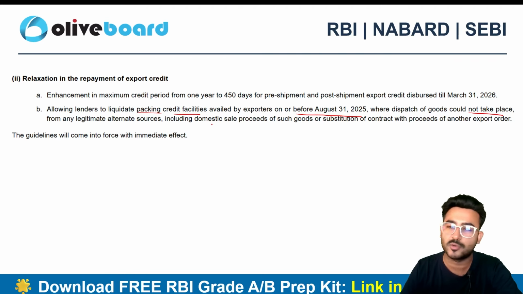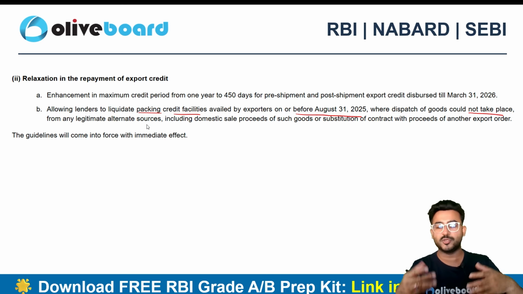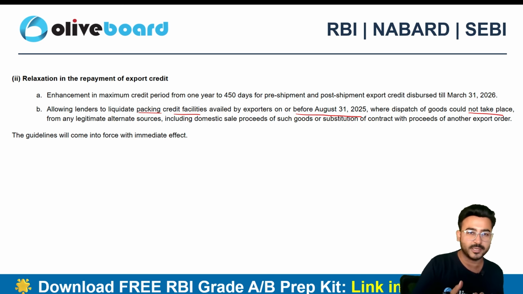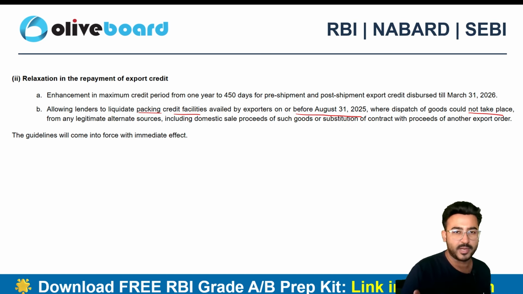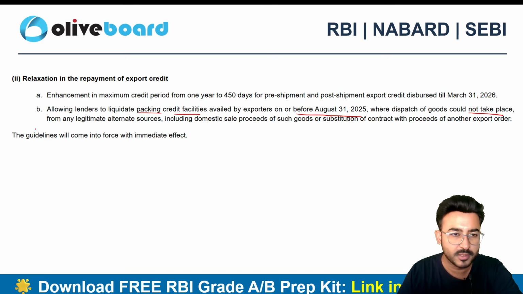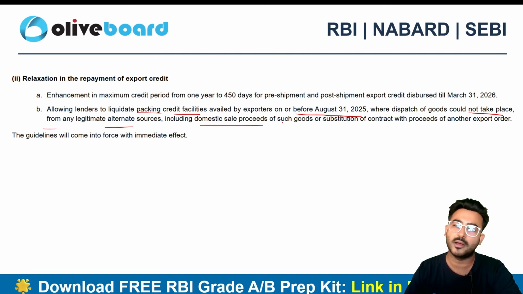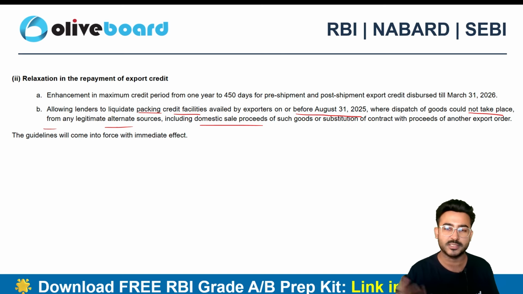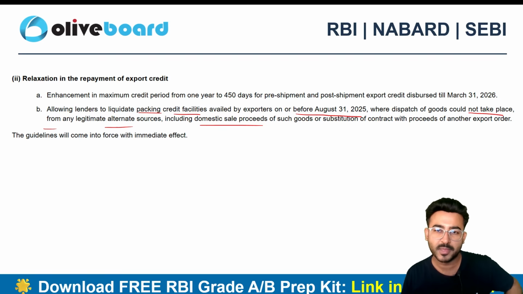तो अगर dispatch of the goods नहीं हो पाया है before 31st August 2025, तो यहाँ पे आपको lenders को यहाँ पे to liquidate the packing credit facility, जो भी आपने goods के लिए facility ली थी, मतलब ये प्री शिपमेंट में आ गया packing facility, right? तो वहाँ आपको liquidate करने का भी ऑप्शन मिल जाएगा फ्रॉम एनी लेजिटिमेट ऑल्टरनेट सोर्स. मान लो आपको वहाँ पे सेल करने का नहीं मिला, तो आप क्या कर सकते हो, डोमेस्टिक मार्केट के अंदर सेल प्रोसीड्स रियलाइज करते हो उसको सेल करके, राइट?